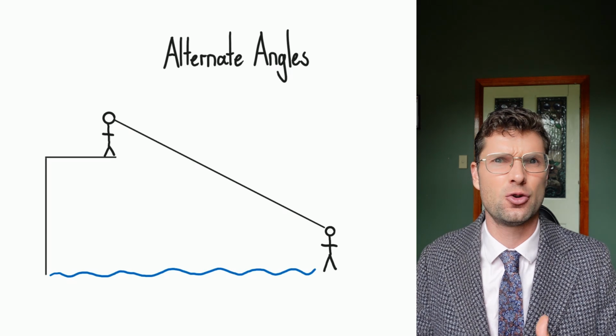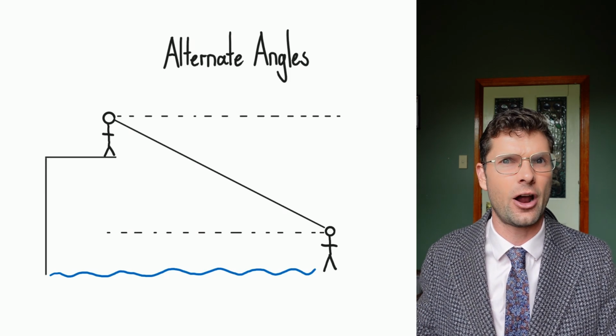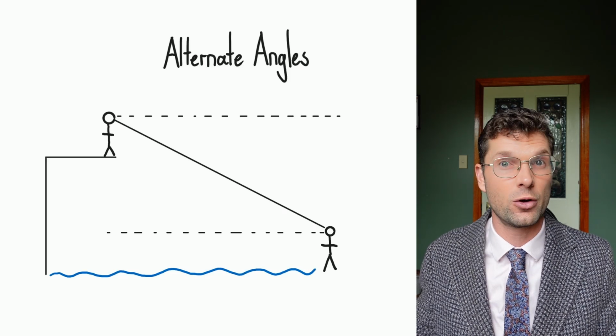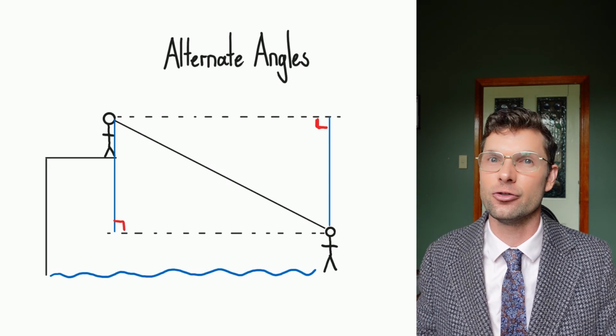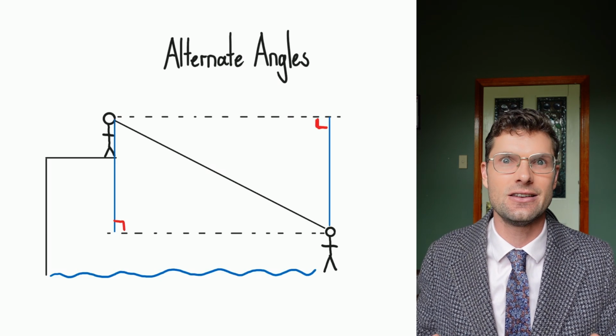So if we put in our two horizontal sight lines, we could actually see that we're not just making one triangle, we're actually making two. What's really important here is we've got right angles being formed because we've got a vertical and a horizontal line. These are exactly 90 degrees.